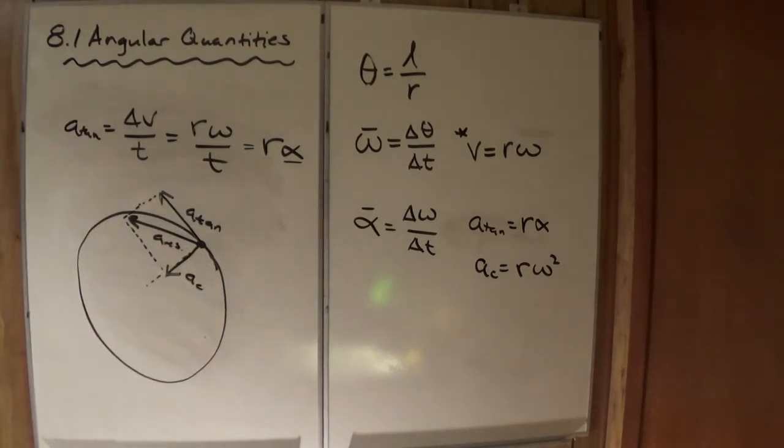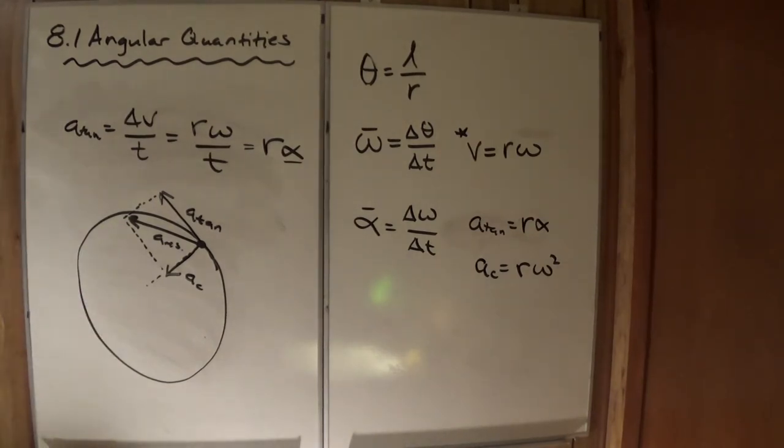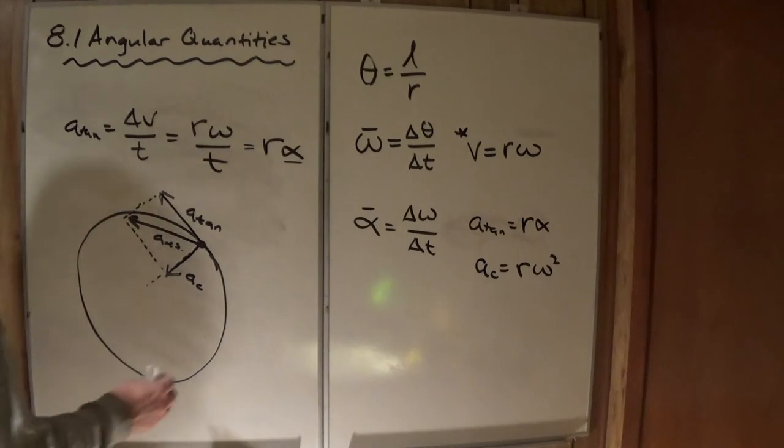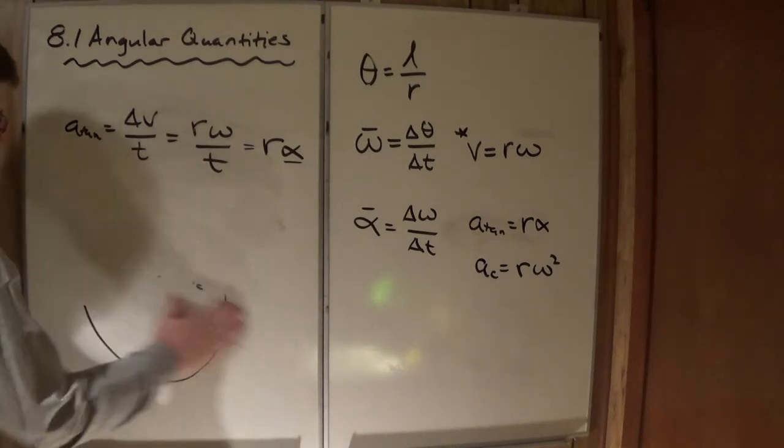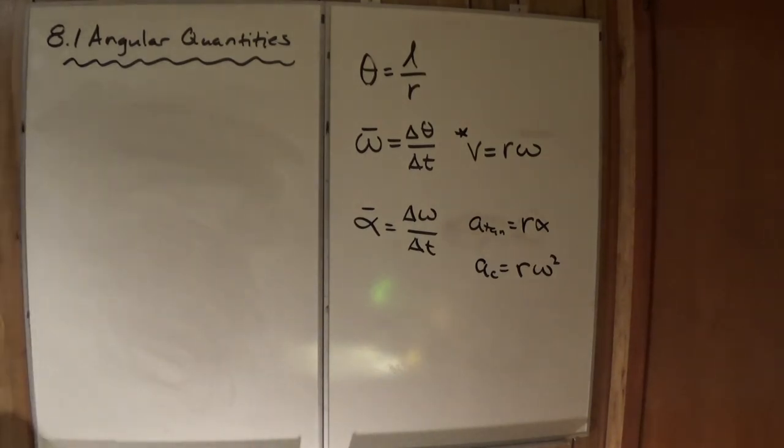And this, for all intents and purposes, is our introduction to angular quantities. This is what they are and how they're related to each other. Once we have these angular formulas, we can go ahead and talk about section 8.2, in which we introduce kinematics equations for uniformly accelerated motion. And those will include further equations that we can use to solve problems involving rotational kinematics.